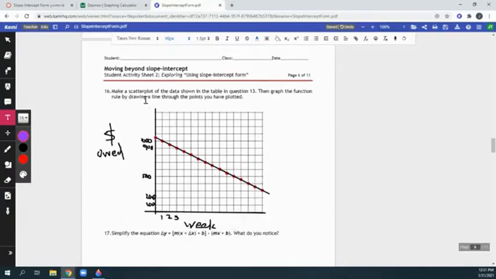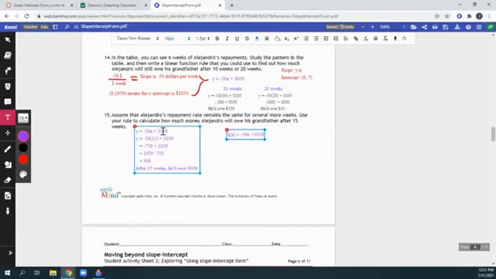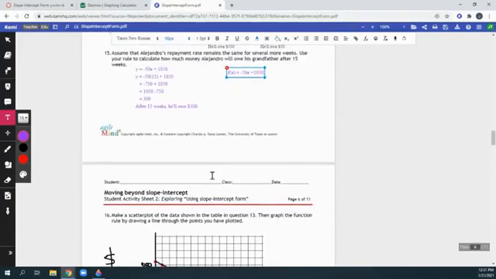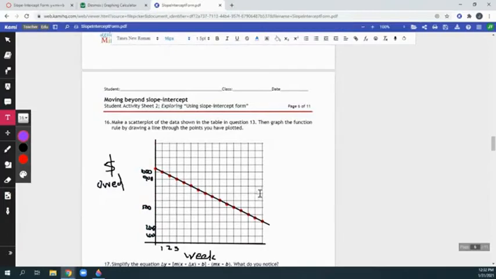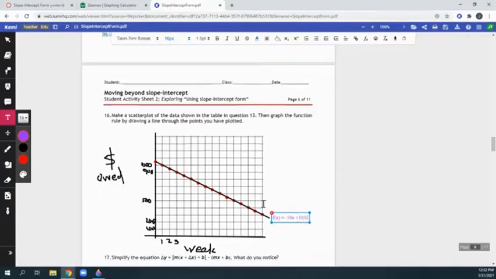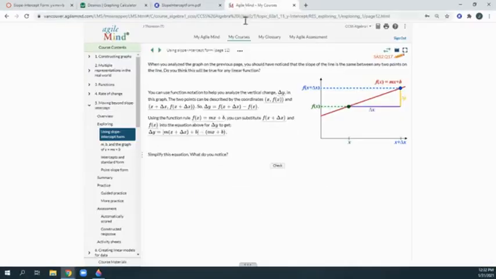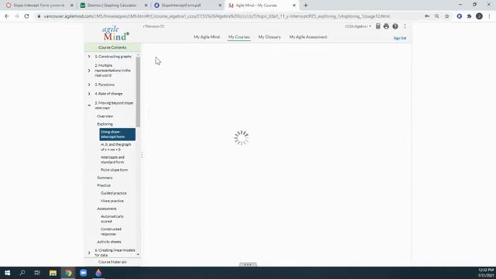Then graph the function rule, drawing points, yeah. So I think I was supposed to use this function rule and not that, but that's okay. Yes, but I guarantee you, if I graph this function rule, it'll go through those lines. Okay, so this right here is f of x equals negative 50x plus 1050. Okay, now we have this fun thing to simplify. I want you to see some things in the actual assignment now because it is confusing. Okay, so we're going to go back a page so you can see some things.